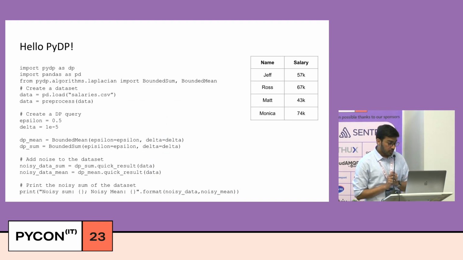Now let's look at the interesting stuff, that is actually going to the code and see what a differentially private algorithm looks like. So what we are trying to do here is that we have a data set with the salaries of some particular individuals, and we are trying to find the sum and mean of their salaries.